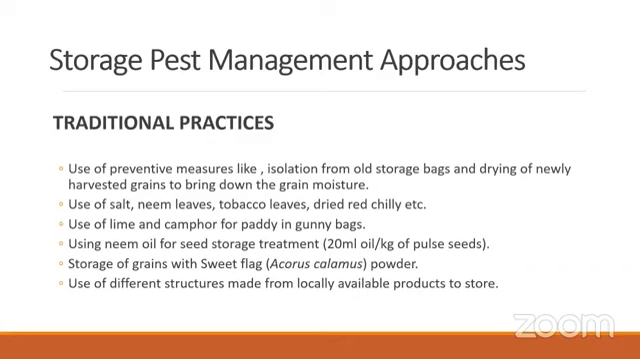Still in our houses we use neem leaves, tobacco leaves and salt when we have to store rice or wheat for a good 2-3 months. Still in today's time we use these natural organic products to keep our grains safe. And in the past they also used lime and camphor for paddy in gunny bags. Even today some farmers use neem oil for seed treatment of pulse seeds.